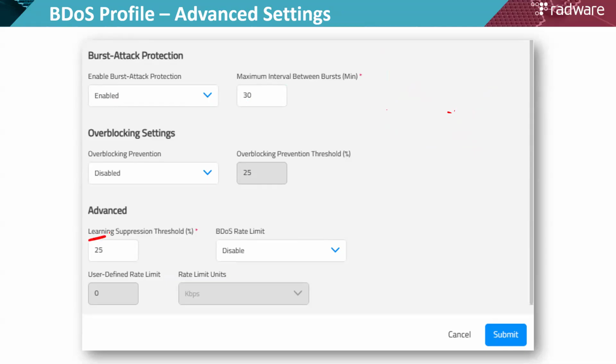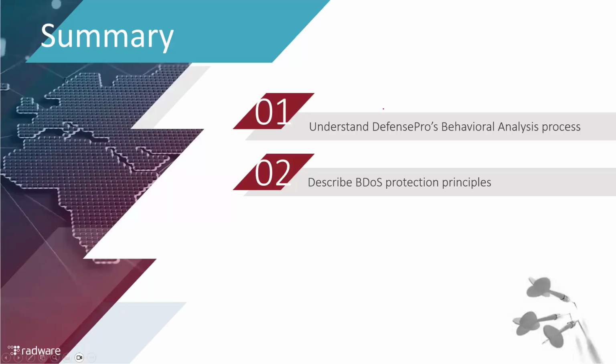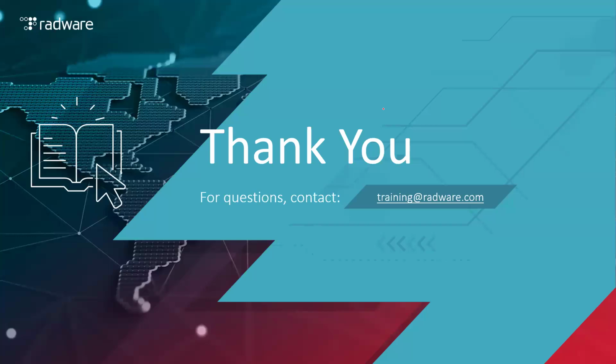Then we have the learning suppression threshold as well. What it means is that we are not over learning during any process. Let's suppose we are receiving traffic and suddenly the traffic increases. If it increases by more than 25%, we will not learn that particular traffic, because it could be an attack and hence we are not learning more traffic. So that is your learning suppression threshold. With that, we conclude this part of the presentation. Any doubts here?